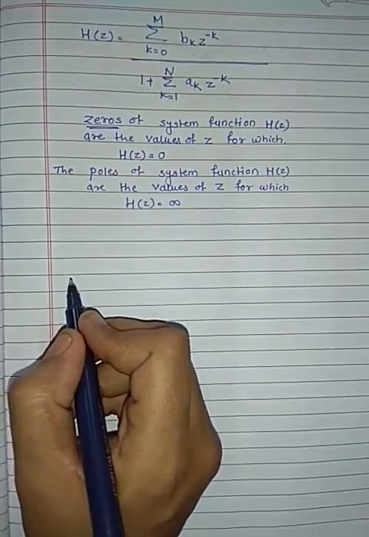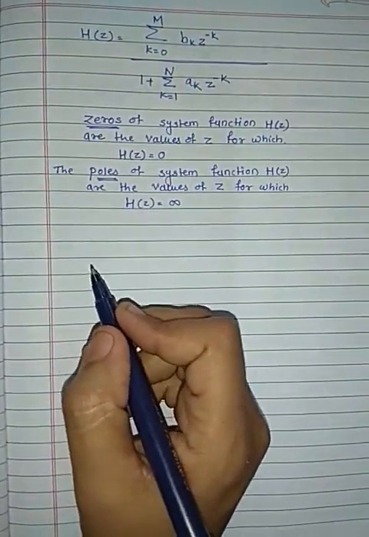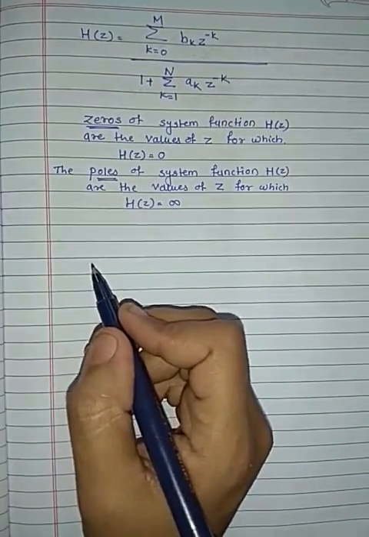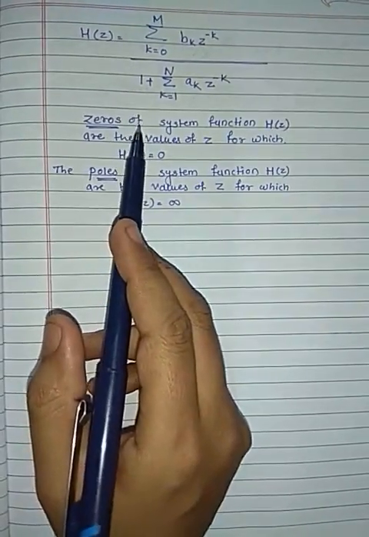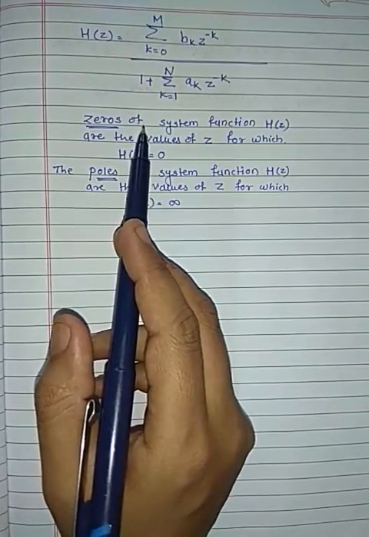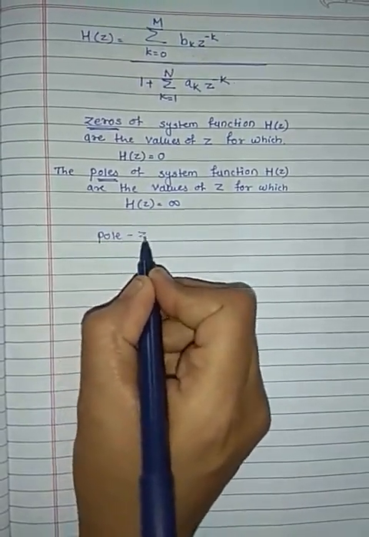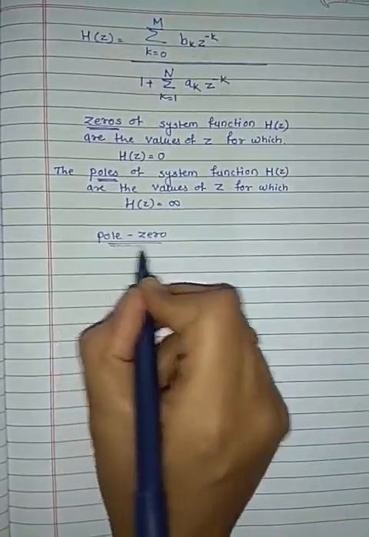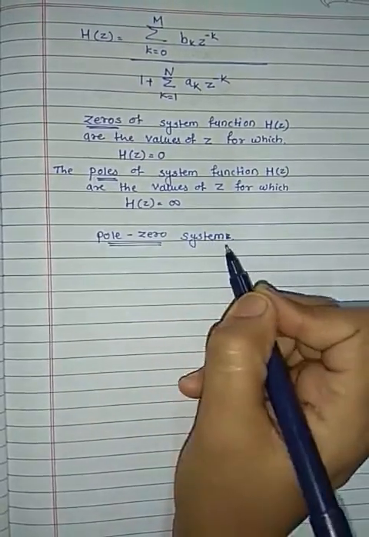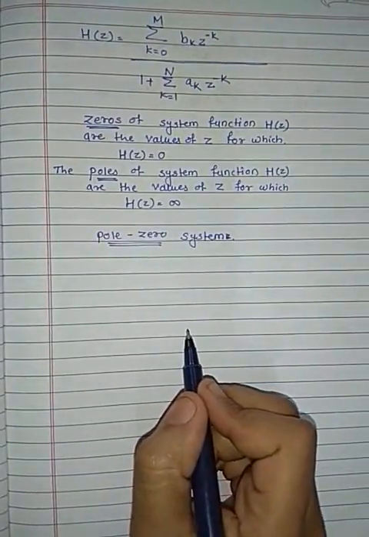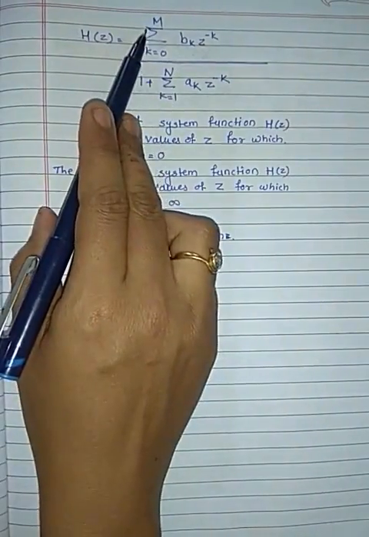Okay, so thus we can find out the zeros and poles of the system function by using the values of z. The system function described in the equation contains both the zeros and the poles, and hence this corresponding system is called the pole zero system. Why? Because this equation contains both the poles as well as the zeros. Here N is the number of poles and M is the number of zeros.